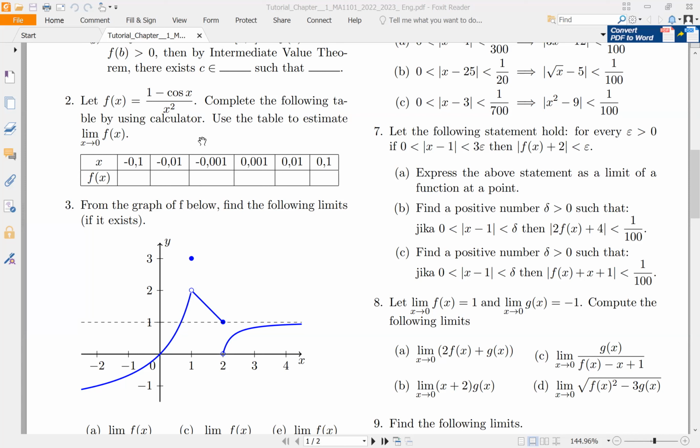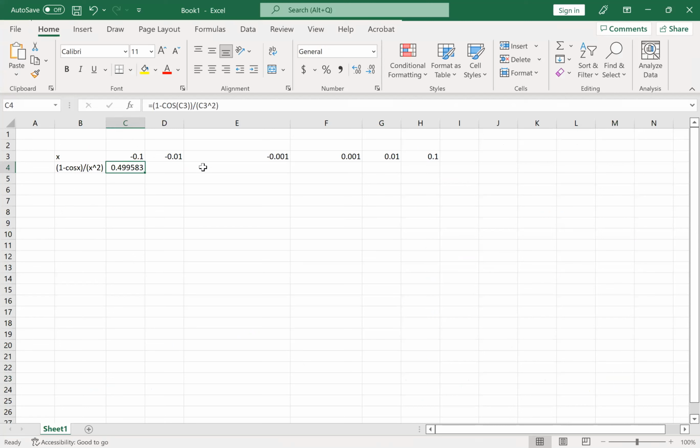Now we want to calculate the value of f near the point x equals 0. So we can start with, let's say, minus 0.1 and also 0.1 as well. And here you'll see minus 0.01, minus 0.001 and so forth. I will use Excel because it's quite simple here.